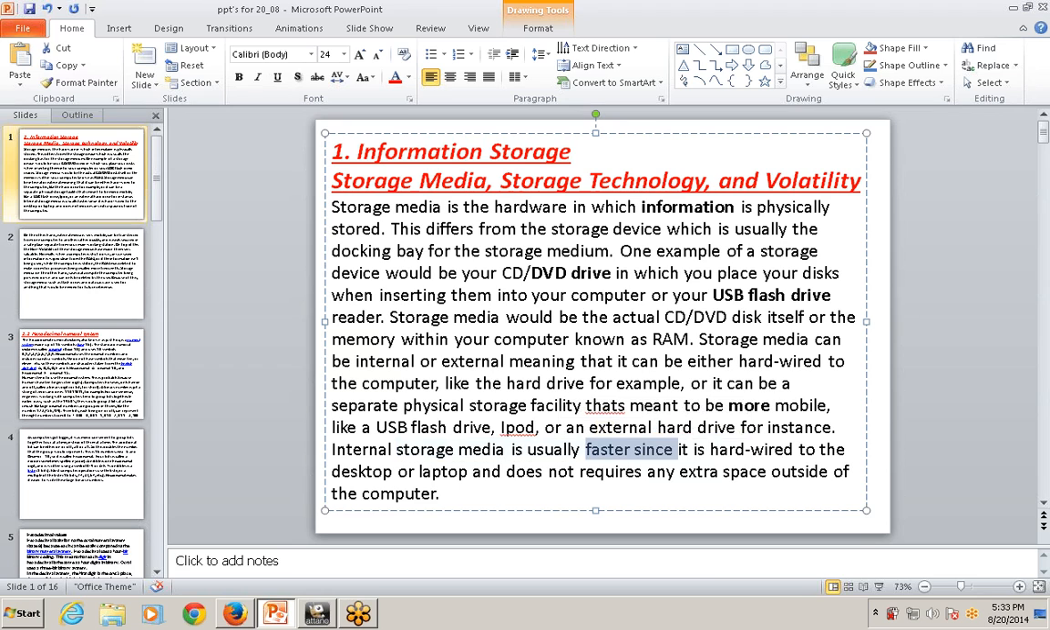Internal storage media is usually faster because it is wired to the desktop or laptop and does not require any extra space outside of the computer. So information storage means where we can store the data. There are so many kinds of information storage, like CD and DVD, and we can divide the main category into two parts: internal hard drive or external hard drive. Internal hard drive means a hard drive that is attached to the computer internally, and external hard drive means one that is attached to the computer externally, so that we can access or use it with the help of the computer.